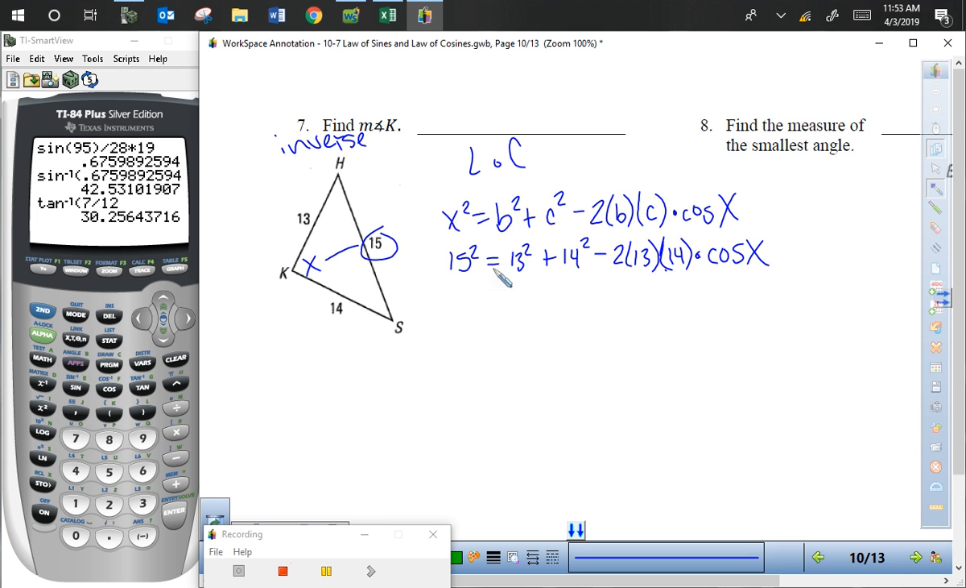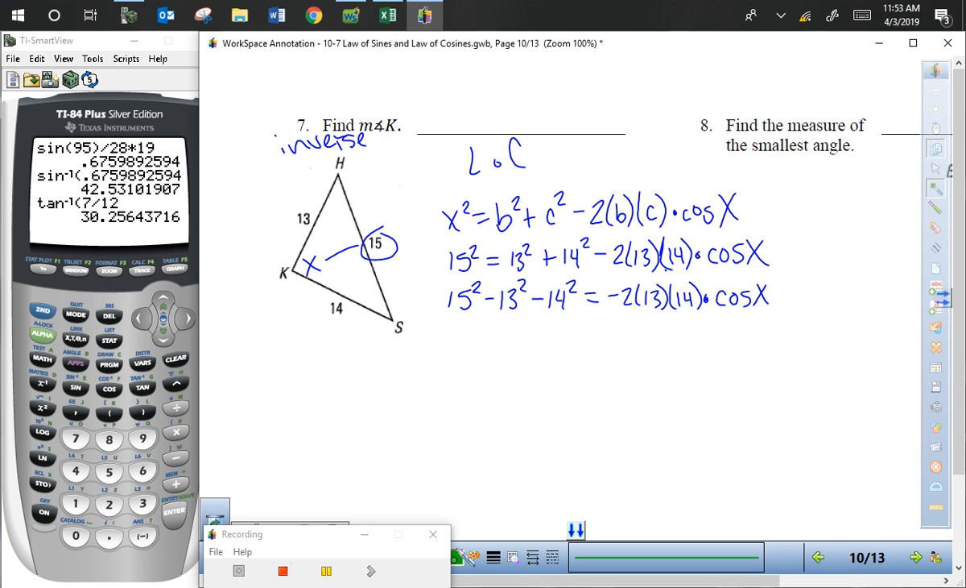All of these are squared, so we want to put them on the same side. Remember, this says positive, so we subtract it over. This says positive, so we subtract it over. 15 squared minus 13 squared minus 14 squared. Then we just write what's left. Negative 2 times 13 times 14 times cosine of x.